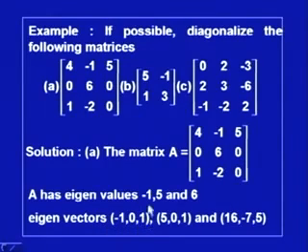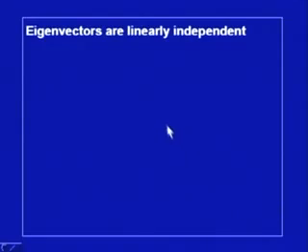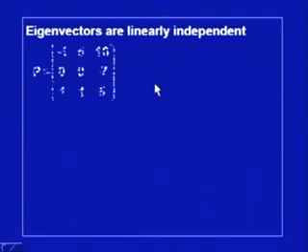minus 1, 0, 1 for lambda equal to minus 1. For lambda equal to 5, the eigenvector is computed as 5, 0, 1, and for 6, the eigenvector is computed as 16, minus 7 and 5. With these eigenvectors, which are linearly independent, one can form the matrix P. So, the first eigenvector forms the first column, the second eigenvector forms the second column, and the third eigenvector forms the third column. So, that is my matrix.